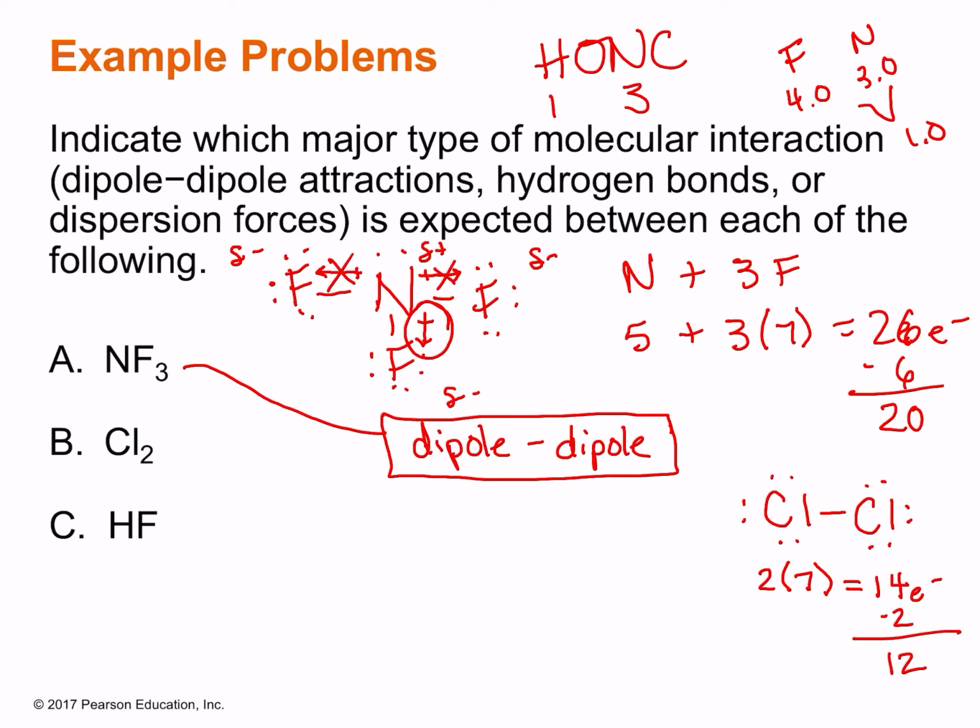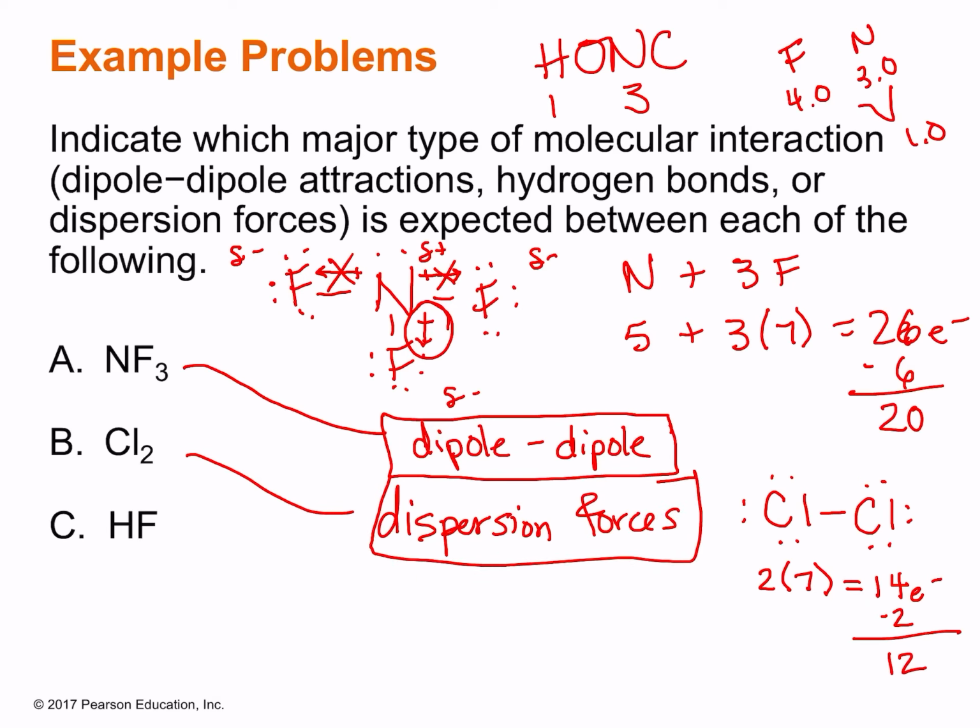Okay, now we need to figure out, is this molecule polar or nonpolar? Well, they're both chlorines, so neither chlorine is going to pull more on the electrons in that bond than the other, right? Neither chlorine is more electronegative than the other. So this is a nonpolar molecule. And so since it is nonpolar, it has dispersion forces. All right, so that's that.